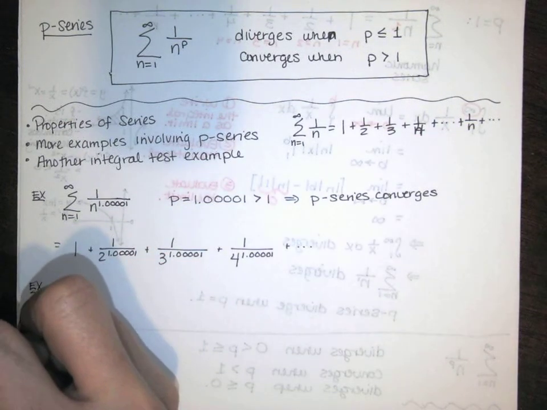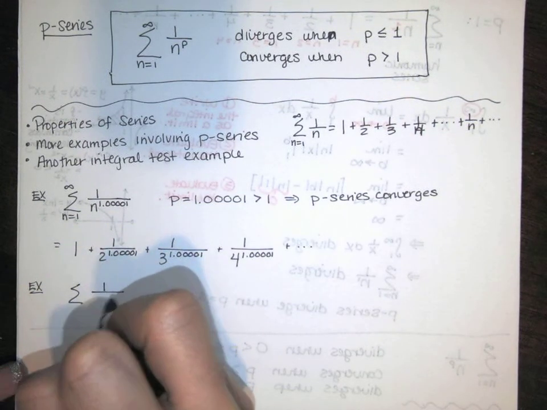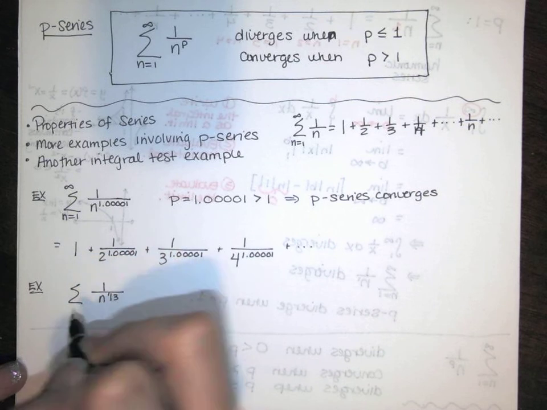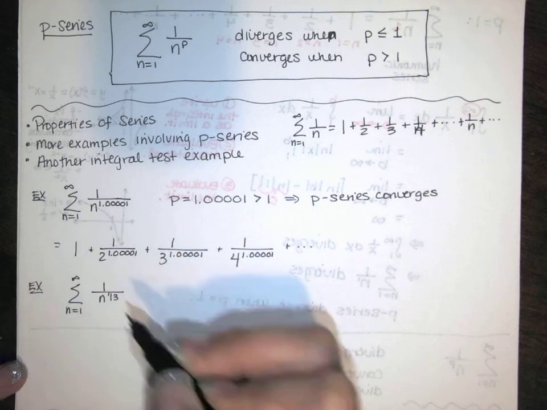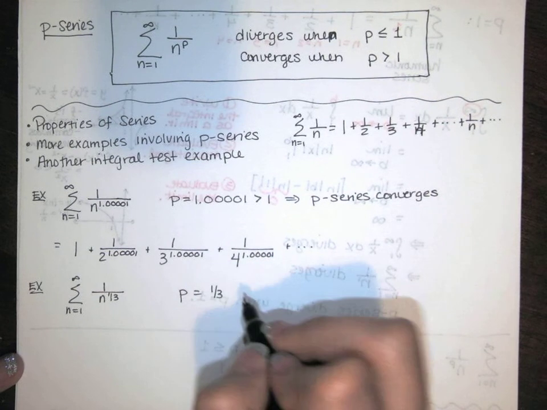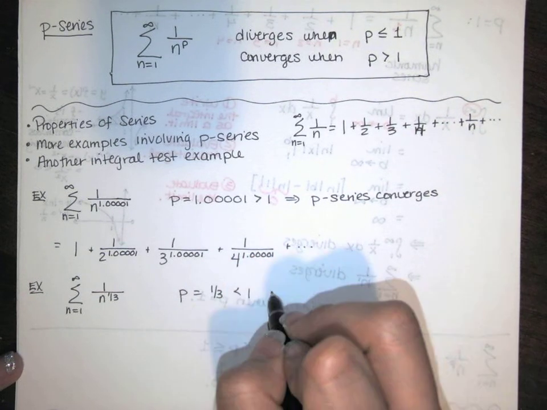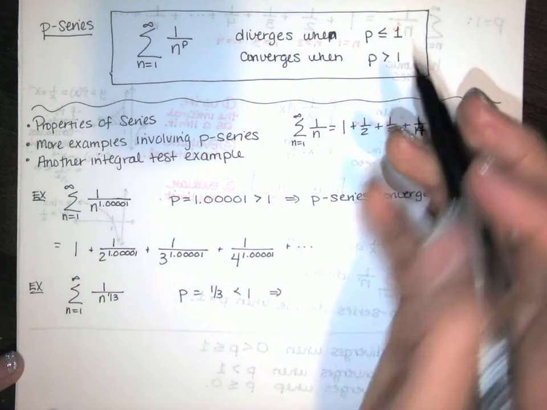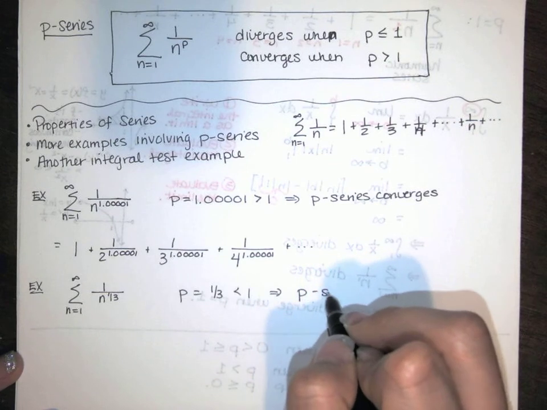Here's another example of a p-series. Here p is 1/3, so it's the cube root. 1/3 is less than 1. According to this, the p-series diverges.